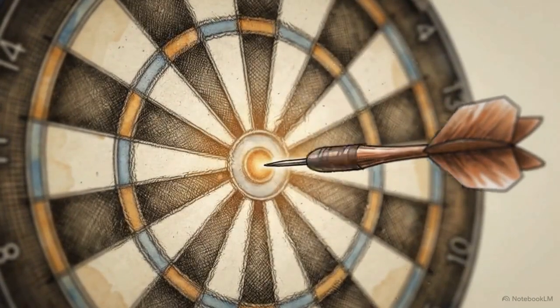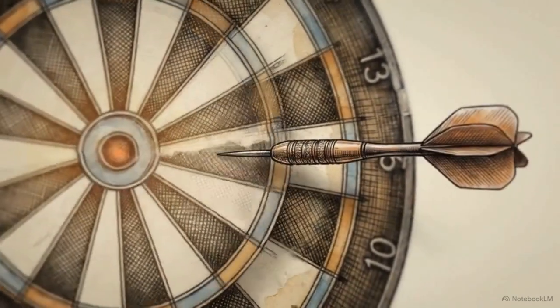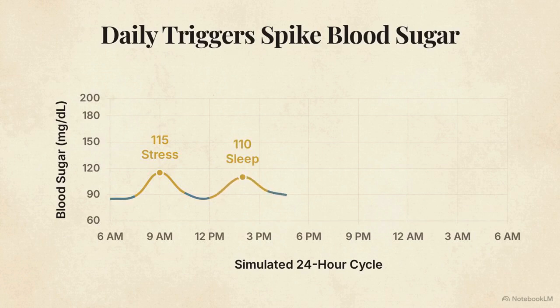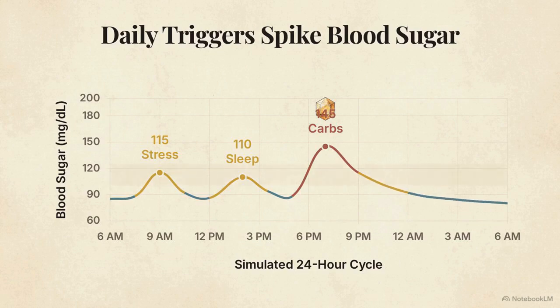Even with the correct test, your blood sugar is never static. It is a constantly moving target influenced by the rhythm of your daily life. Take a look at this graph simulating a standard 24-hour period. Severe stress, a poor night of sleep, or a recent heavy carbohydrate meal will temporarily drive your blood sugar levels into chaotic spikes. These natural spikes can temporarily push your numbers into specific warning zones: prediabetes, landing between 100 and 125, or full diabetes at 126 and above.